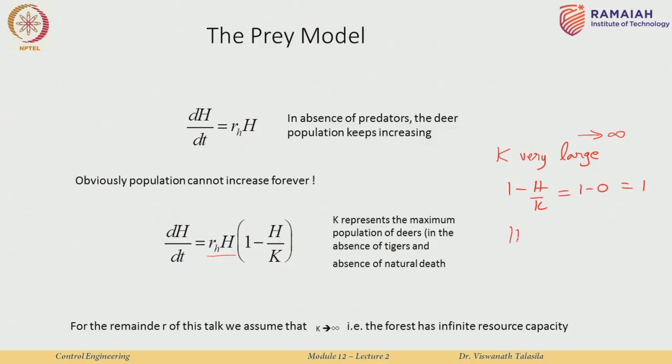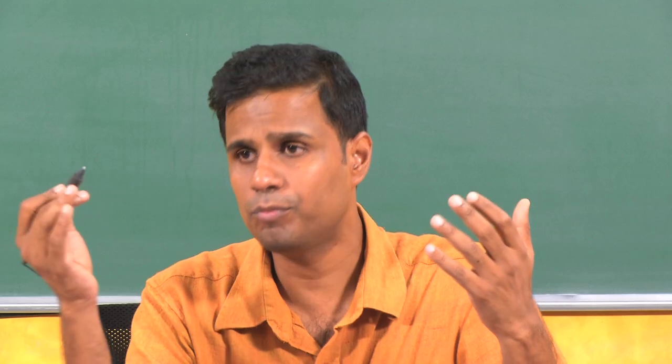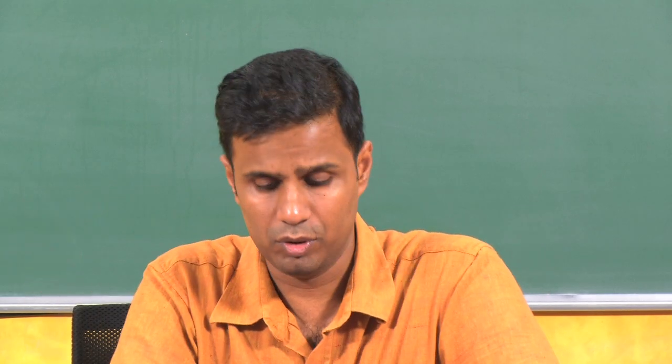In general, h will be much less than k, okay, because the forest cannot really support such large population of deers, there is not enough food basically. And as long as h is less than k, this expression over here is less than 1, all right. And so that basically means that I do have a constraint on the total number of population of deers which my jungle can support.